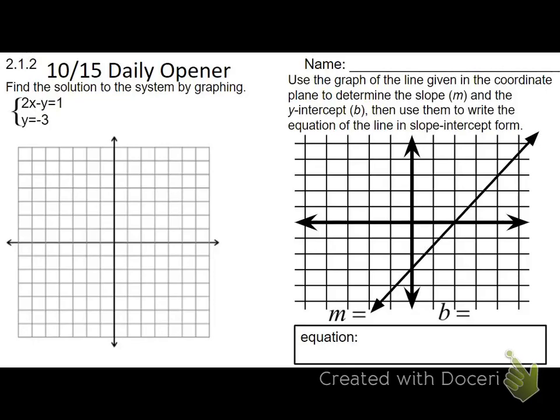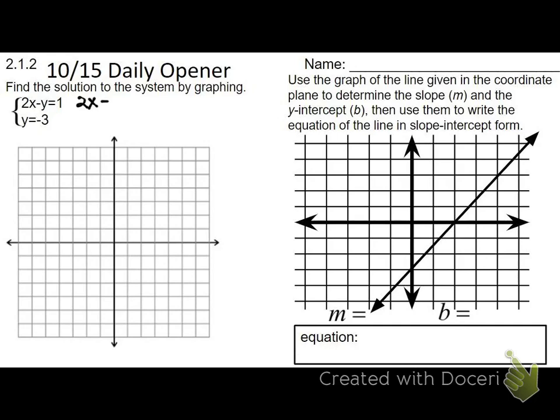Okay, so today's opener, as I said, is pretty much an overall review of what we've done so far this unit for Unit 6. The first one says, find the solution to the system by graphing. In order to graph, what form does each equation need to be in? Yeah, slope-intercept form. So when we have 2x minus y equals 1, that's not going to be slope-intercept form. We're going to have to get that y by itself to get it in slope-intercept form.